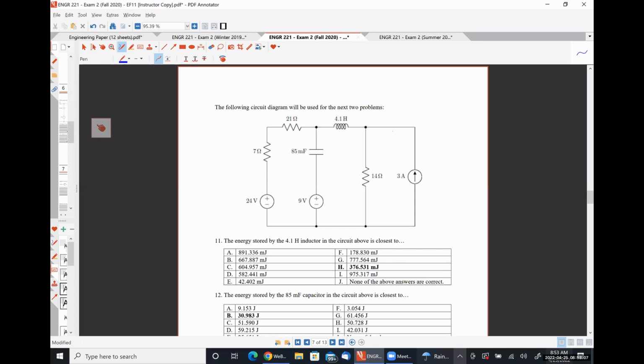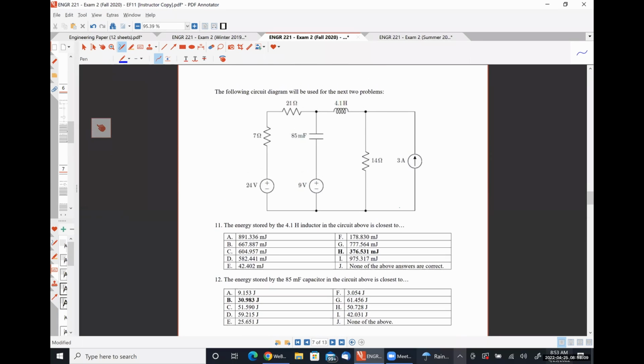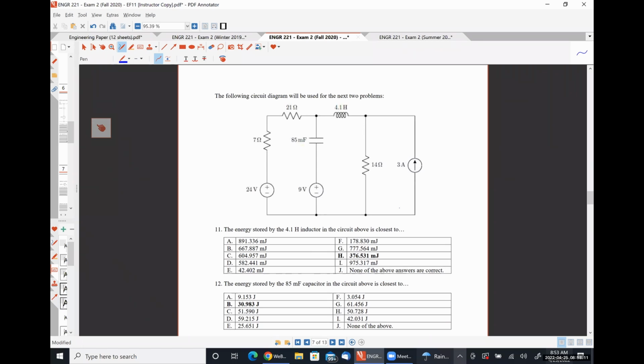So for that one, you have the capacitor in there with it. What do you do? Okay, so for this particular problem, recognize that all of your sources are DC sources, which means that your capacitor is an open circuit and your inductor is a short circuit, right?